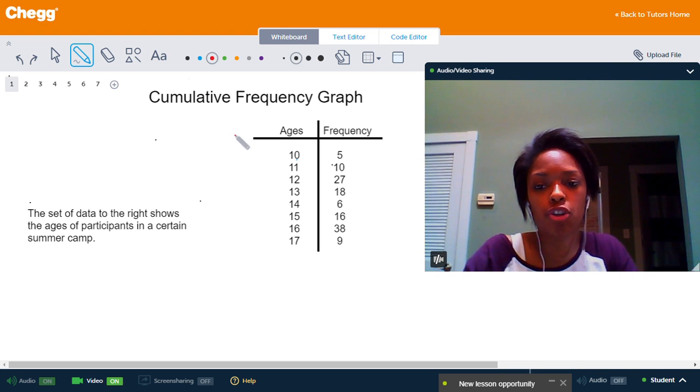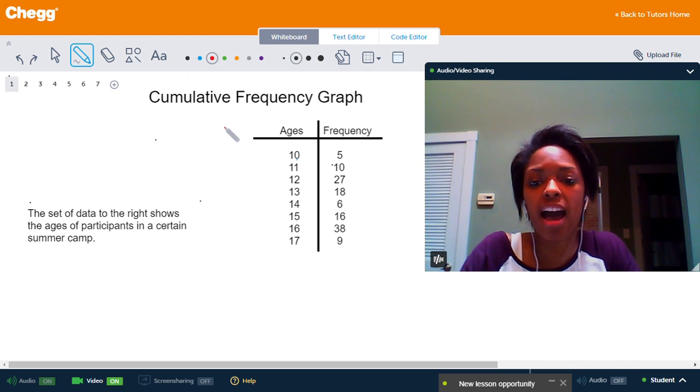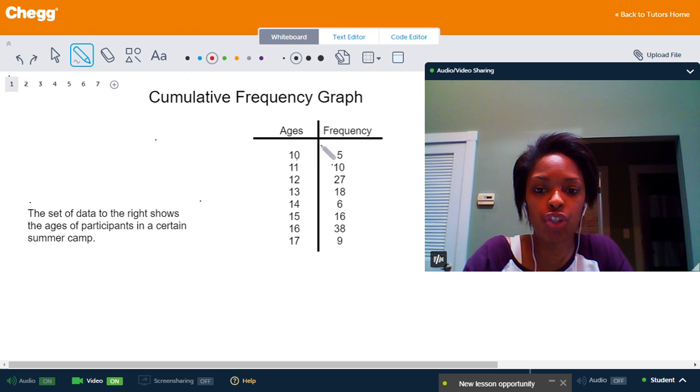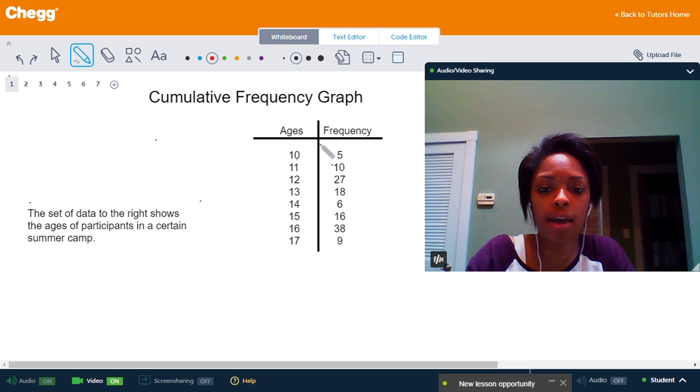The subject that I tutor in is statistics, but the topic I'll be discussing today is cumulative frequency graphs. As you can see, I have a T-chart right here. It just shows the age of participants in a certain summer camp, and the frequency is just the number of students that are this age.